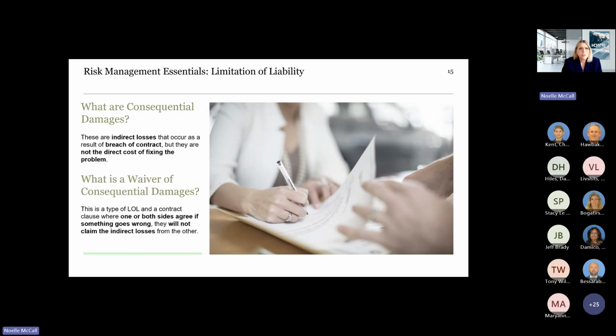So what are consequential damages? That's kind of a long term. These are indirect losses that occur as a result of a breach of contract, but they're not the direct cost of fixing the problem. That would be the direct losses. So what's a waiver of consequential damages? This is a form of an LOL and a contract clause where one or both sides agree that if something goes wrong, they will not claim those indirect losses from the other party.